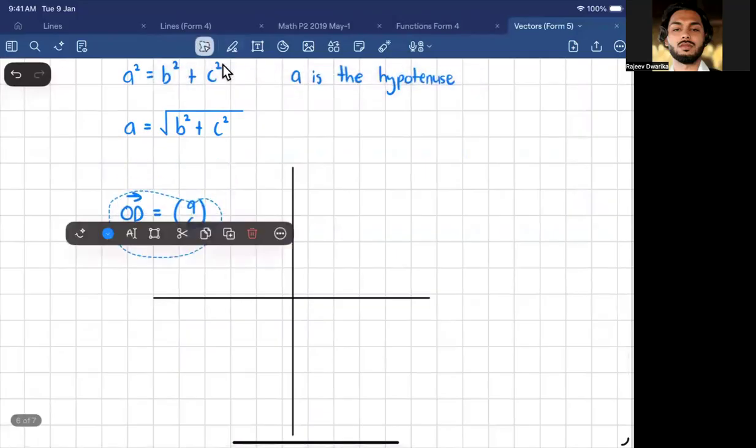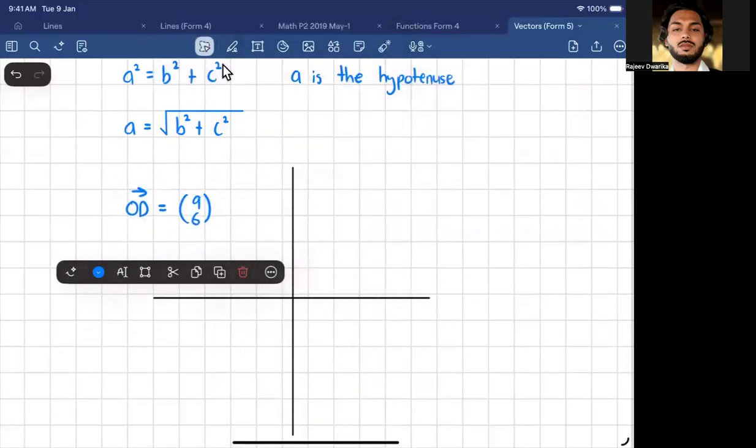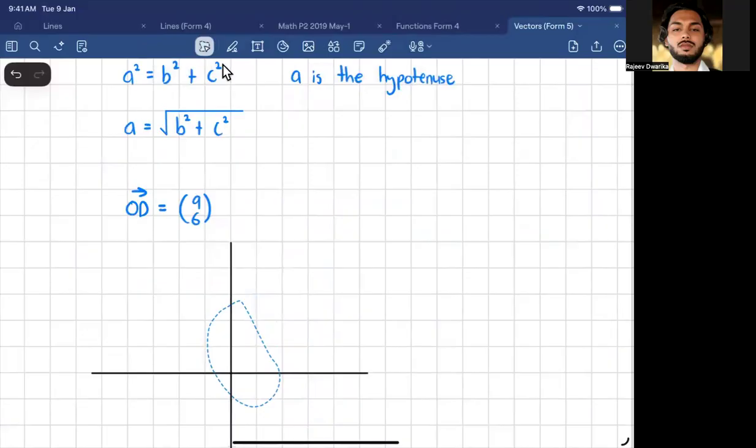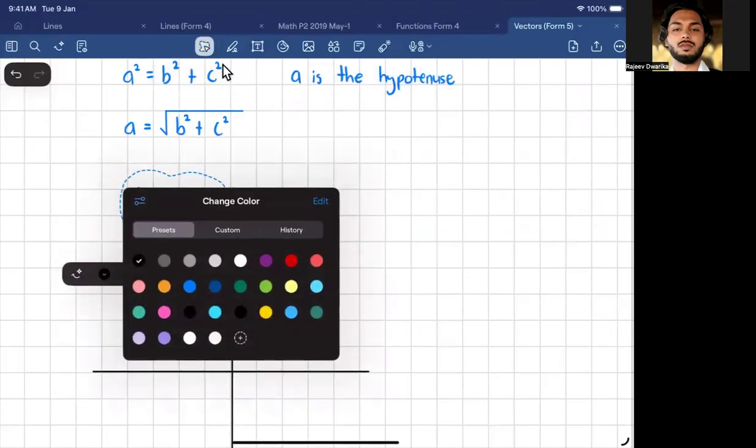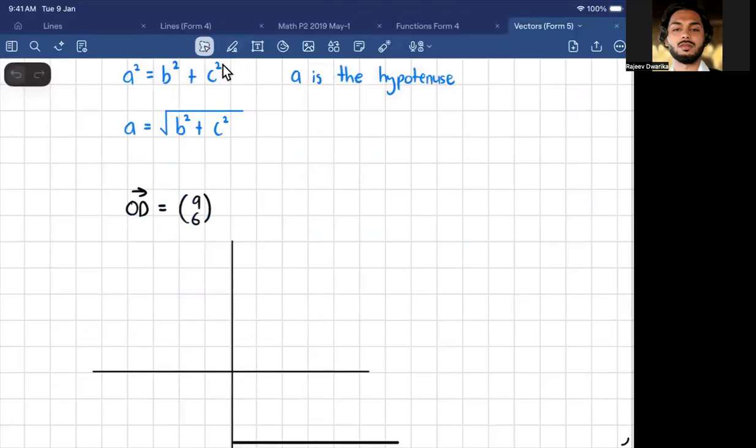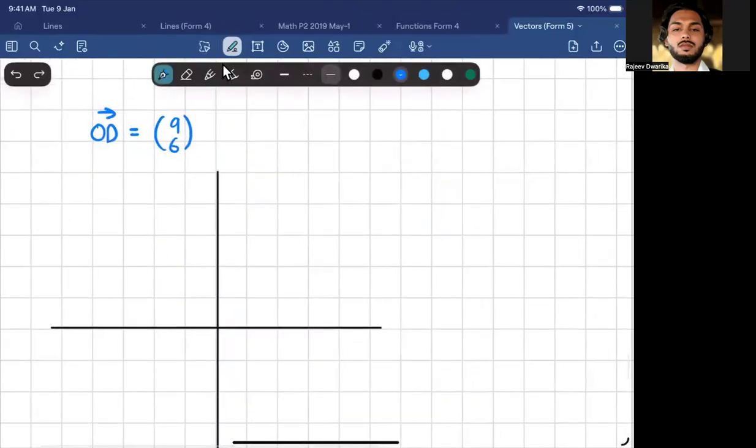So let's do that, but with a vector now. You'll see how it pans out. All right, so we have 9, 6 here. This is y, this is x.